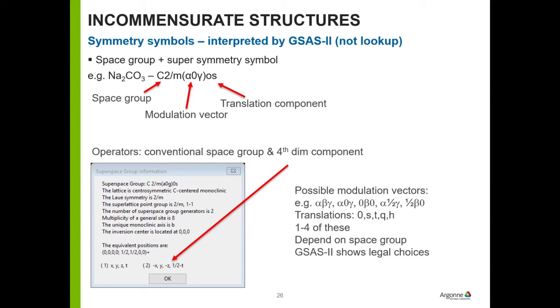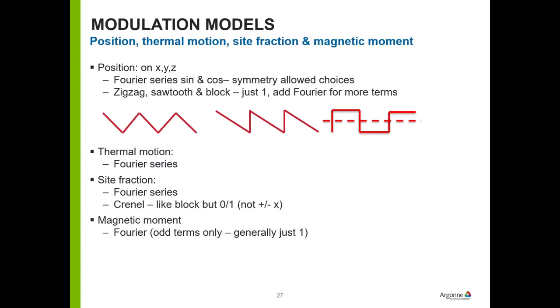The modulation vectors are things like what's shown there. The translations are, again, shown there, and that has to do with whether it's a half, a quarter, a third, or a sixth. And there could be anywhere from 1 to 4 of those, and it depends on what the space group is. And GSAS II will show you what the legal choices are. The modulations can be either Fourier series, which is typically what one uses, but there's also a possibility for doing zigzags or sawtooths or block waves, square waves. And they apply to certain sorts of coefficients.